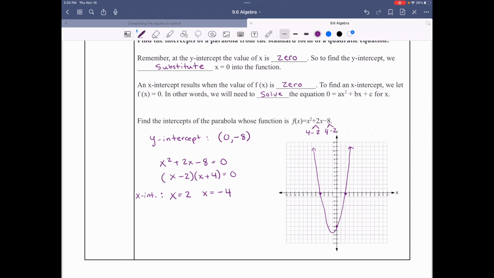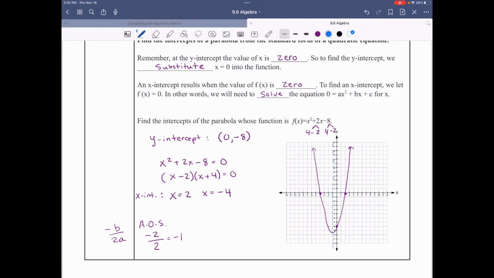So the axis of symmetry is negative b over 2a. So negative 2 over 2 times 1 is just negative 1. So the axis of symmetry is negative 1, and I kind of guessed that. So the axis of symmetry is this line. It's like our mirror.